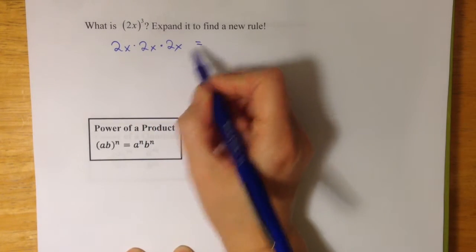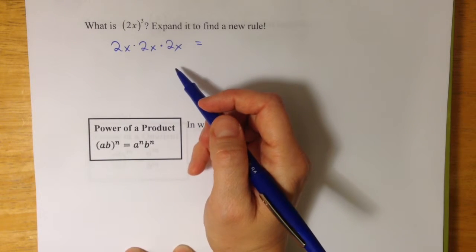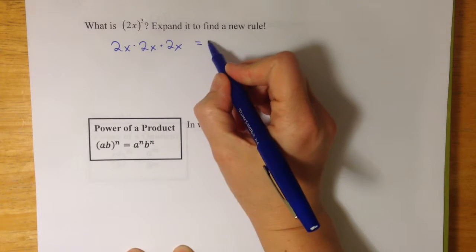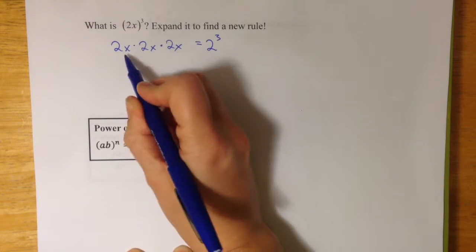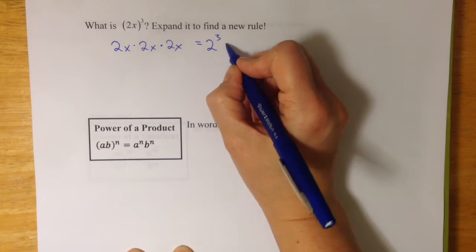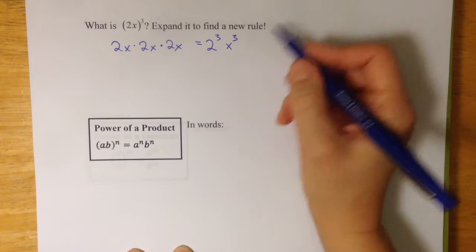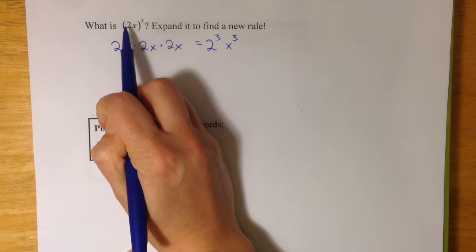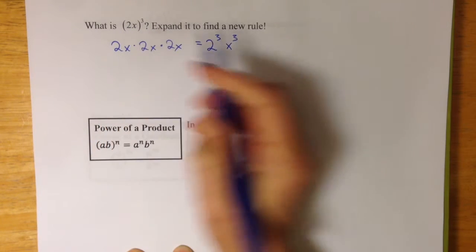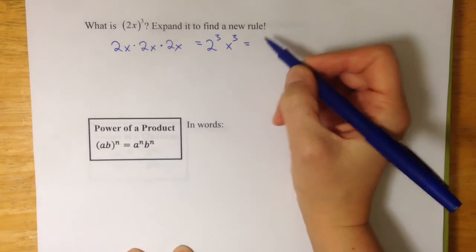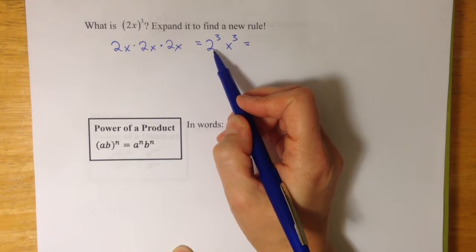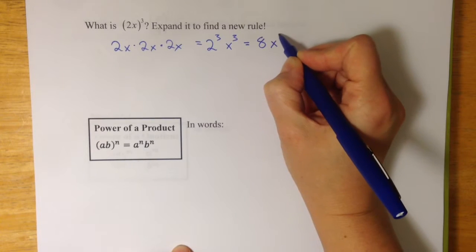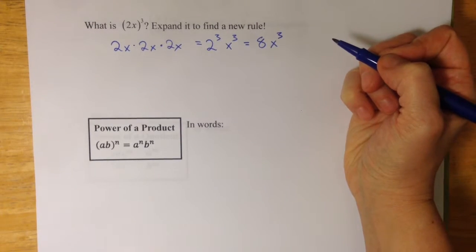Now notice, since this is all multiplication, it doesn't matter what order we do it in. So this is 2 times 2 times 2, which is 2 cubed, and x times x times x, which is x cubed. So what that means is that when I had 2x cubed, I could have just cubed the 2 and then cubed the x. Speaking of which, I should probably finish simplifying this since I know what 2 cubed is. 2 cubed is 8, and x cubed just stays as x cubed.